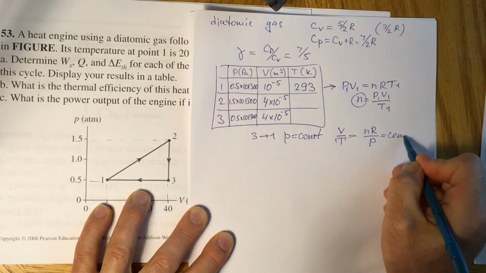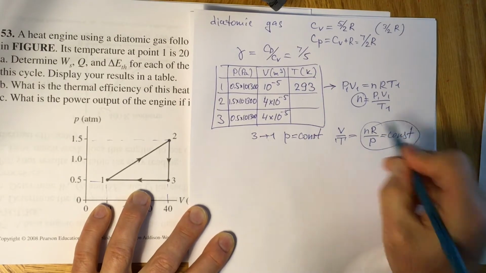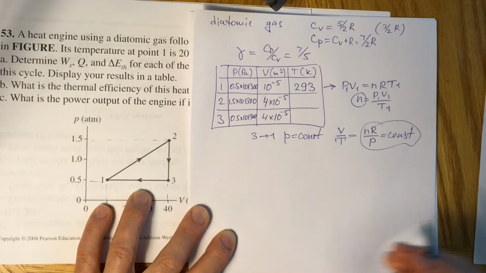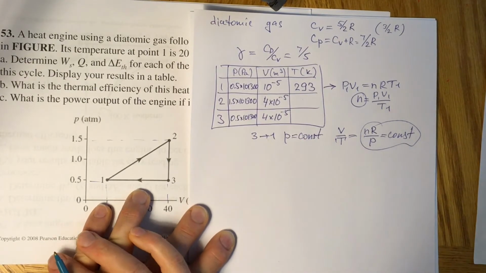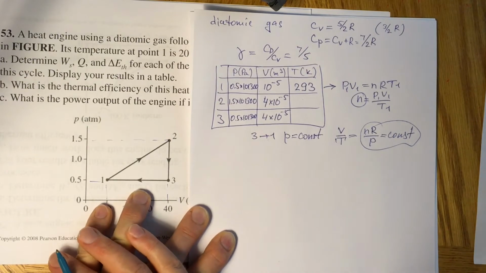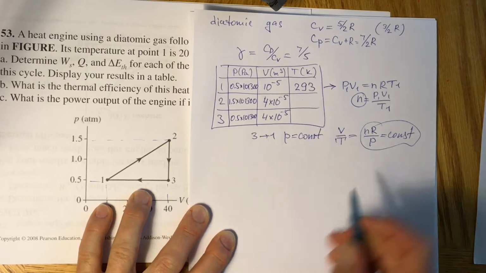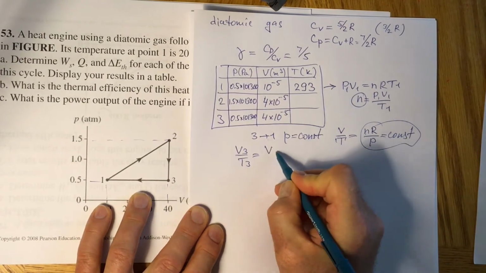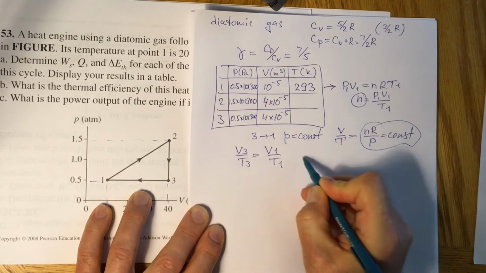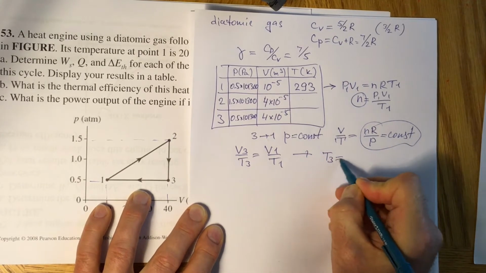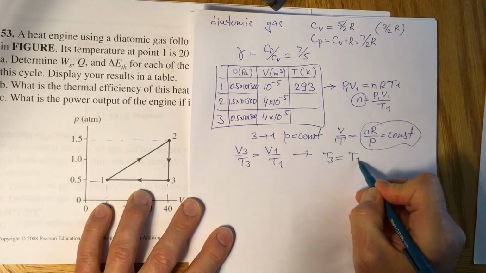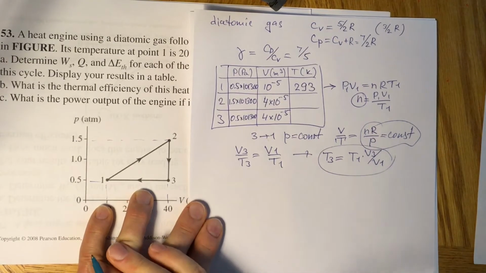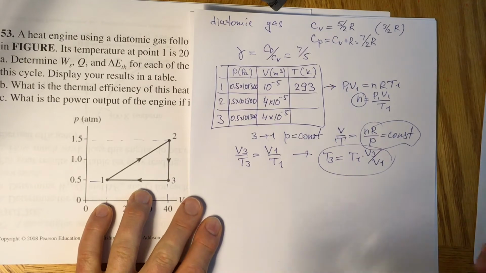So this is a constant in our particular case, because pressure is constant, N is constant, the number of moles, R is a constant 8.31 joule per degree Kelvin per mole, so all of that is constant. So I can claim that V3, T3 would be the same as V1, T1. And from here you will see that your T3 would be equal to T1 times V3 over V1. And you will be able to find T3 very easily.